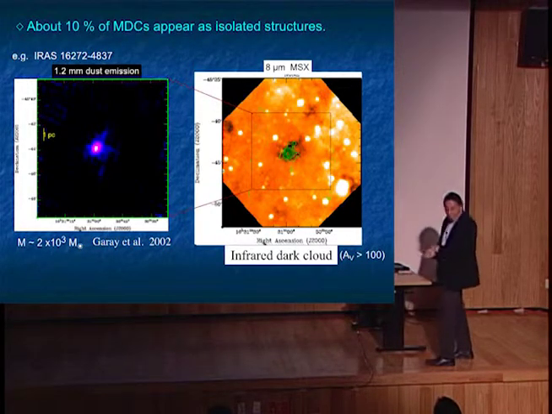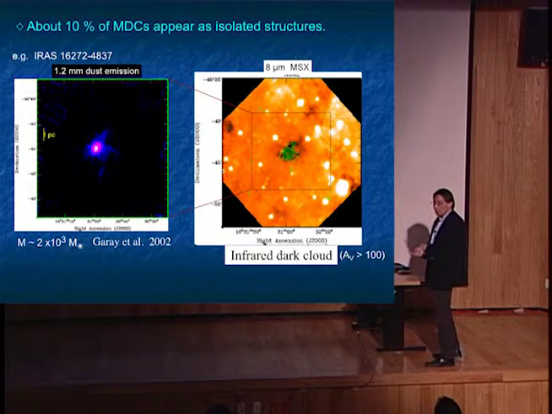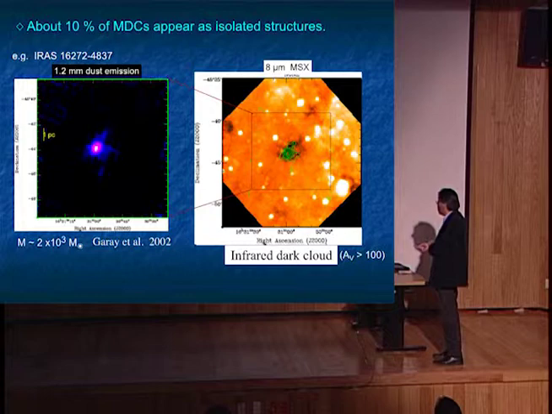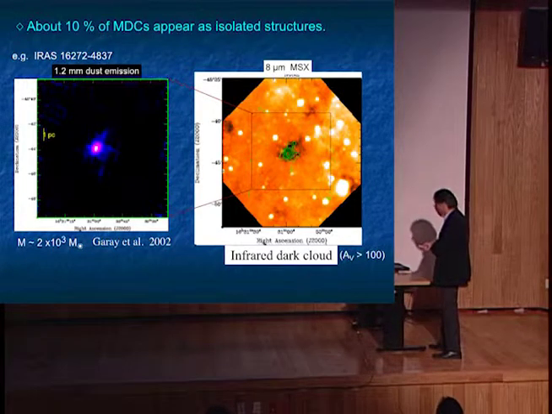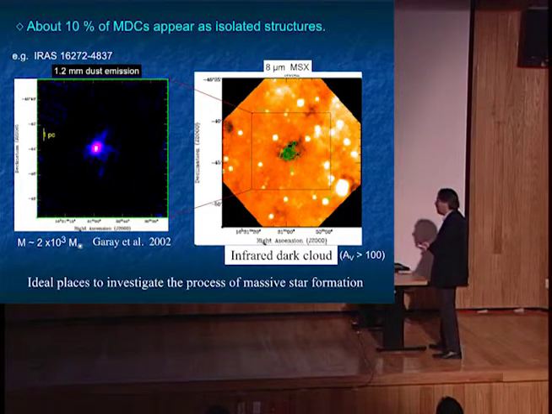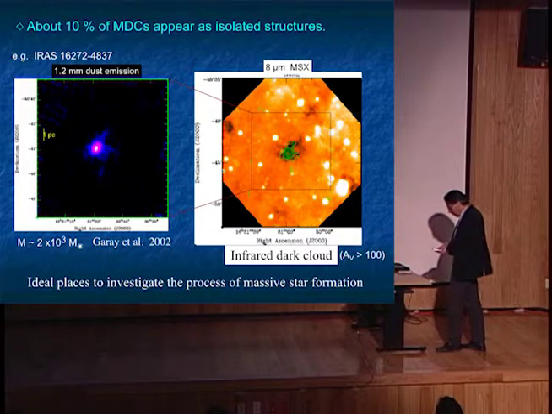So this is now an infrared dark cloud, meaning that the absorption is very large in this structure, a very, very high density. So this is, of course, an isolated and ideal place to investigate the process of massive star formation.